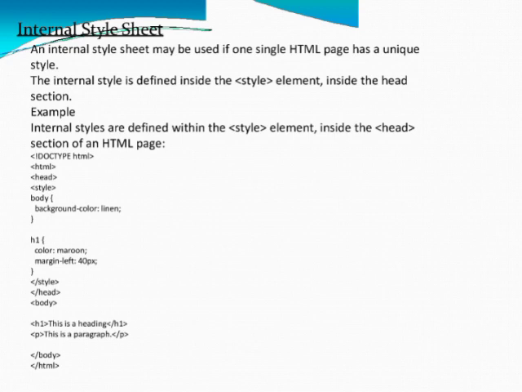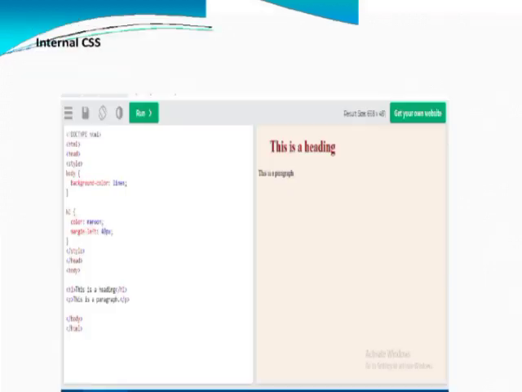Internal style sheet may be used if one single HTML page has a unique style. The internal style is defined inside the style element and inside the header section. For the below example, we have given the body tag and h1 tag inside the style tag. Refer to this program. And this is the output of internal cascading style sheet. In internal cascading style sheet, we give the code inside the style tag.